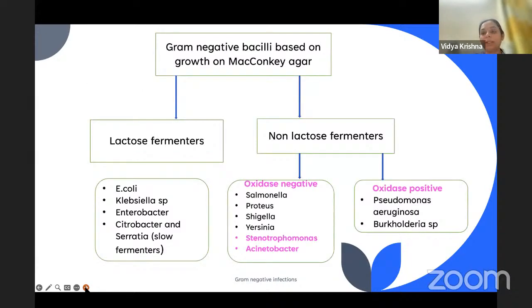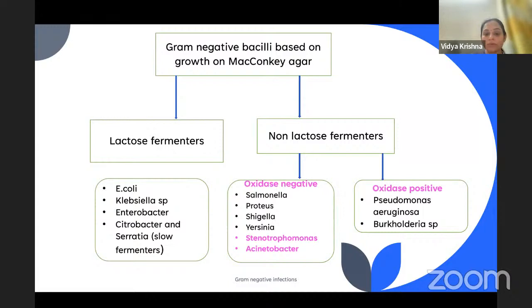When we typically try to classify gram-negative bacilli, if you talk to a microbiologist, this is how they would do it. If your lab calls you saying that there's a gram-negative bacilli in the blood, especially if it has already started growing on the MacConkey agar, then you could ask them whether it is a lactose fermenter or a non-lactose fermenter. When you talk about lactose fermenters, you think of three main bugs: E. coli, Klebsiella, and Enterobacter. Citrobacter and Serratia are late lactose fermenters, so sometimes they might get picked up as a non-fermenter.